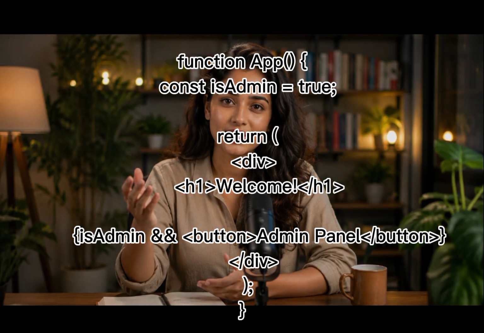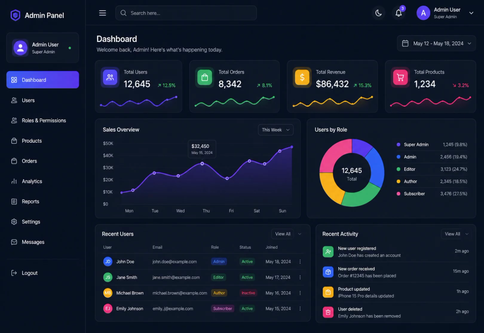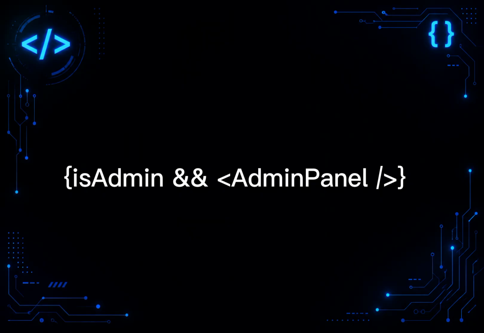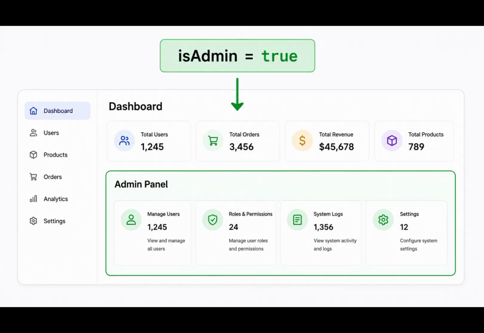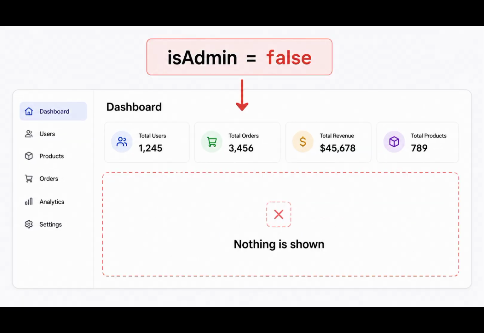There is another useful pattern. Sometimes we only want to show something when a condition is true. For example, maybe we want to show an admin panel only for an admin. This double ampersand means if isAdmin is true, show the admin panel. If it is false, show nothing.